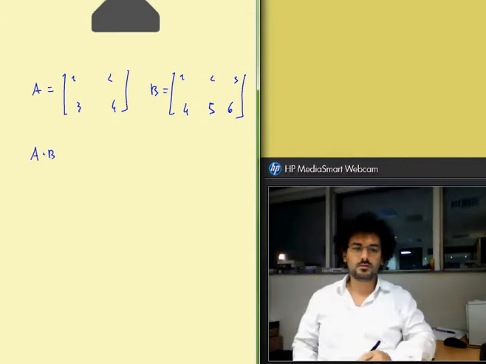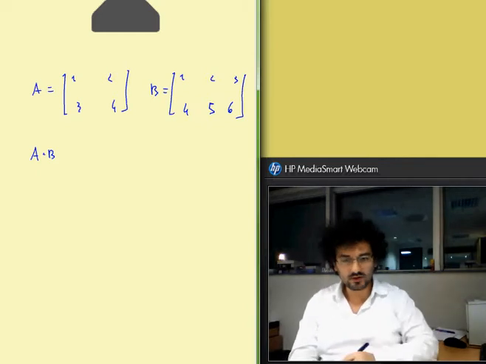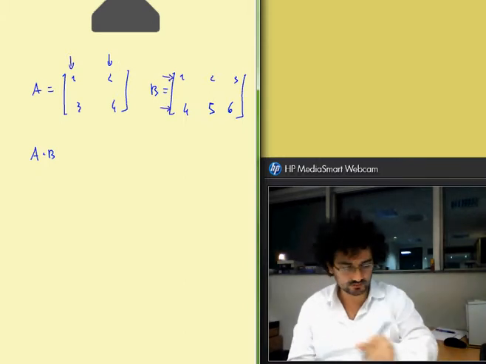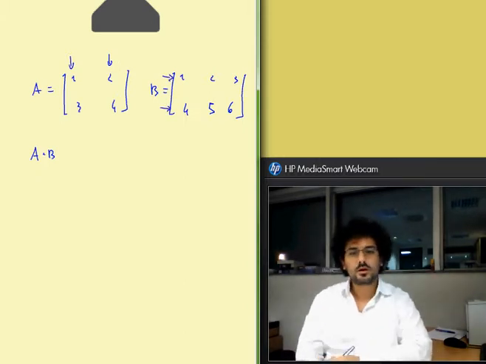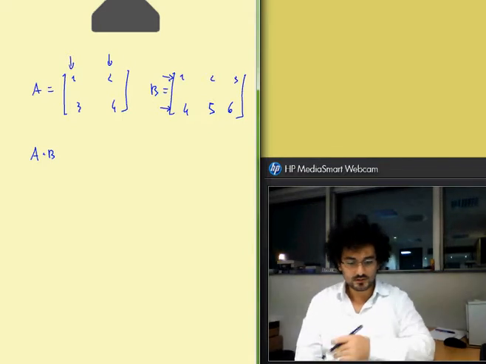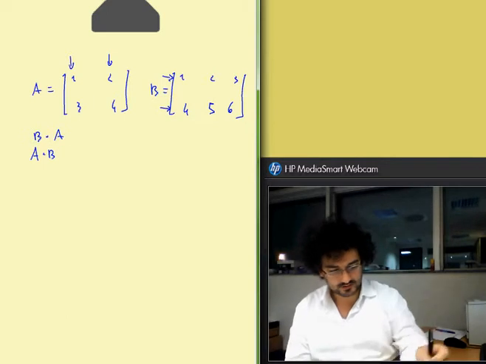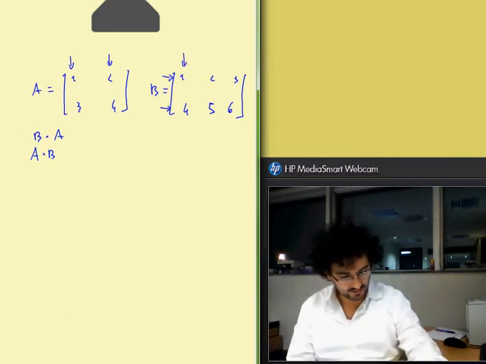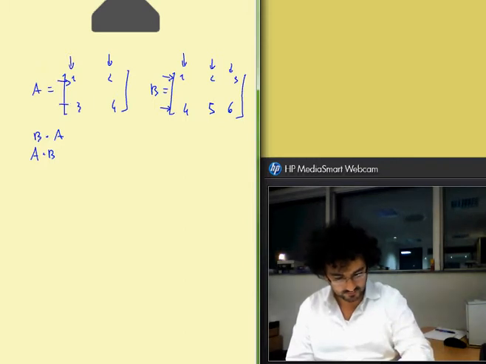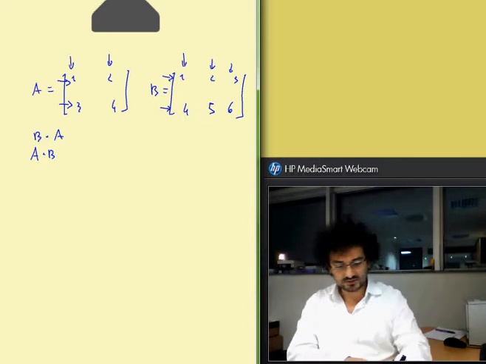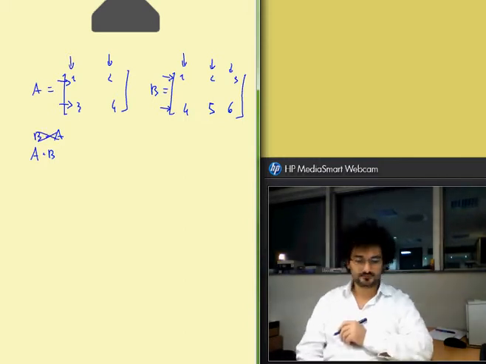Is it possible? Yes, we can check that the number of columns of matrix A is 2 and the number of rows of matrix B is also 2. So it's possible to compute the product between A and B. Is it possible to compute the product between B and A? In this case, the number of columns of B is 3, which is different from the number of rows of matrix A, which is 2. So it's not possible to compute this product.